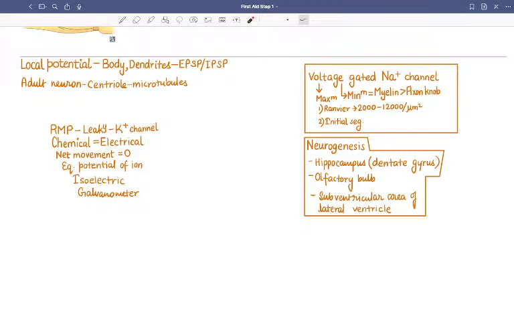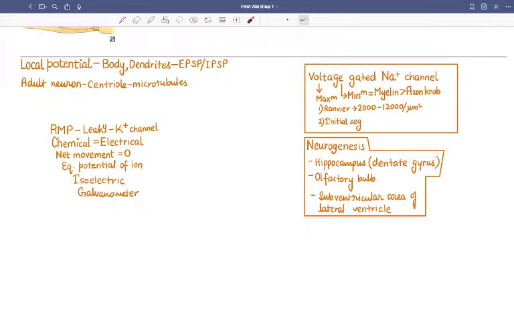Voltage gated sodium channel: where is it maximum, where is it minimum? It is maximum in the node of Ranvier, where there are 2000 to 12,000 per micrometer squared, and in the initial segment. The initial segment needs it, and the nodes of Ranvier need to conduct, so that's why the maximum voltage gated sodium channels are there. The minimum you'll get in myelin and axon knob.